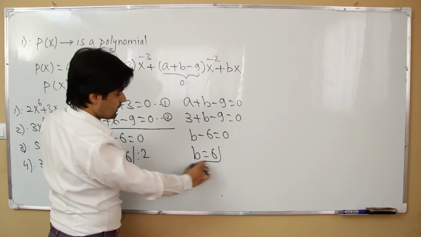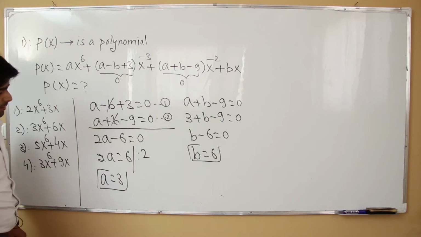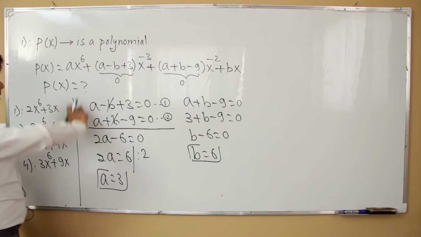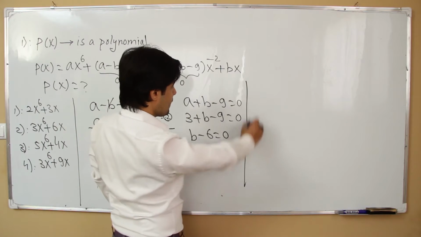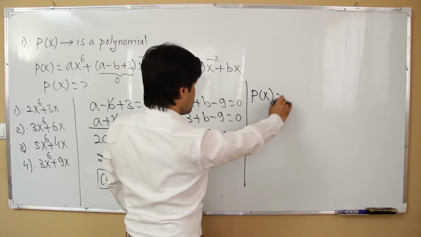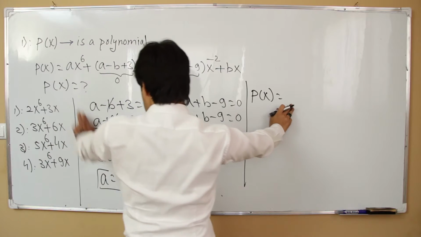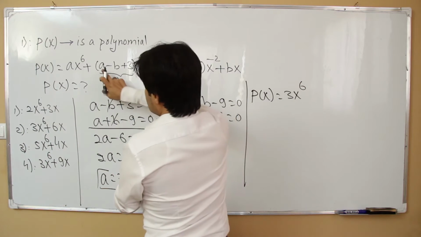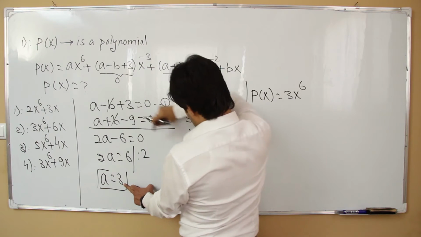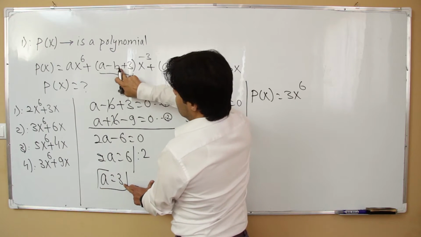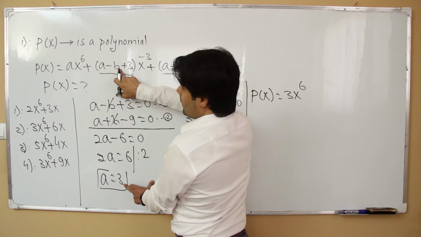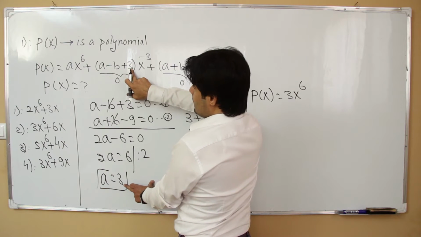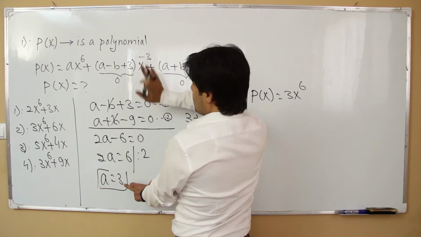3 minus 9 is minus 6, so b is 6. Now you have a and b, put them in the polynomial, so you will find P(x) is equal to 3x to the power 6. Instead of a you have to put 3, and instead of b you have to put 6. 3 minus 6 is minus 3. Minus 3 plus 3 is 0. 0 times this one is 0.